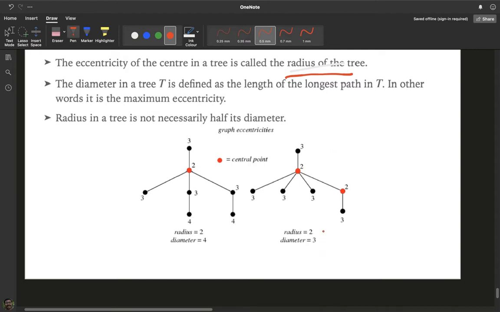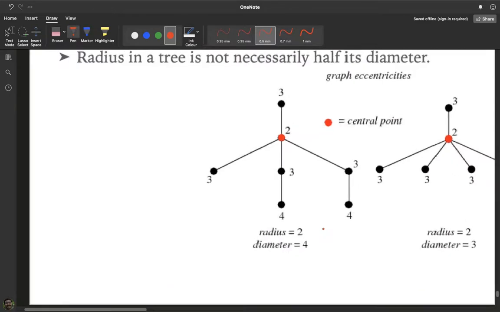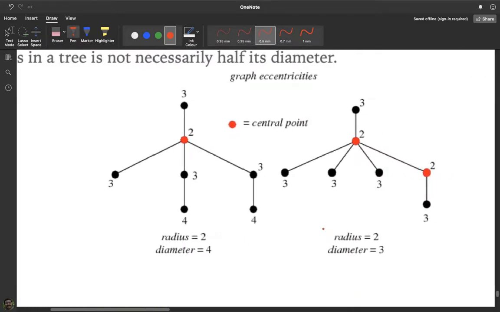Okay, we can see some illustrations here. Two graphs are given here. So here the center is already marked in red. So what is the radius of this graph? The radius of this graph is basically 2. And what is the diameter? Diameter is the maximum eccentricity, which is actually 4 there. Okay, and similarly in this graph the radius is actually 2. Okay, and what is the diameter? The diameter is actually 3 there.